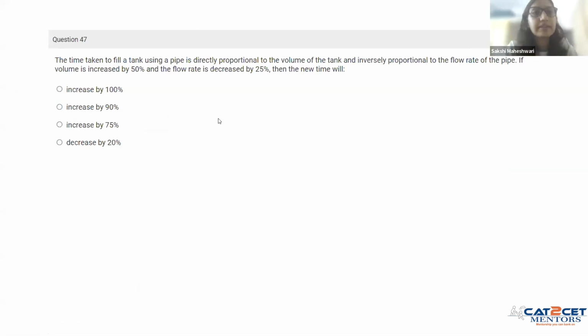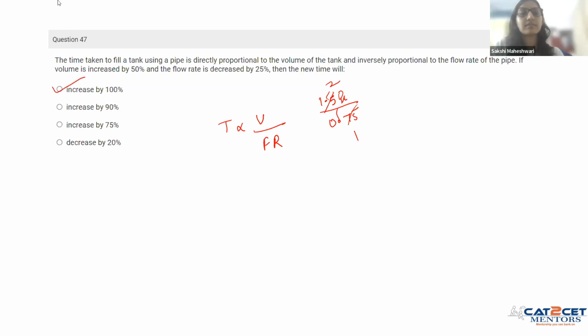Now, time taken is directly proportional to volume and inversely proportional to flow rate. So if volume is increased by 50%, this becomes 1.5x and the flow rate becomes 0.75, so the new time will become twice. So it increases by 100%. This is very easy. Easy peasy.